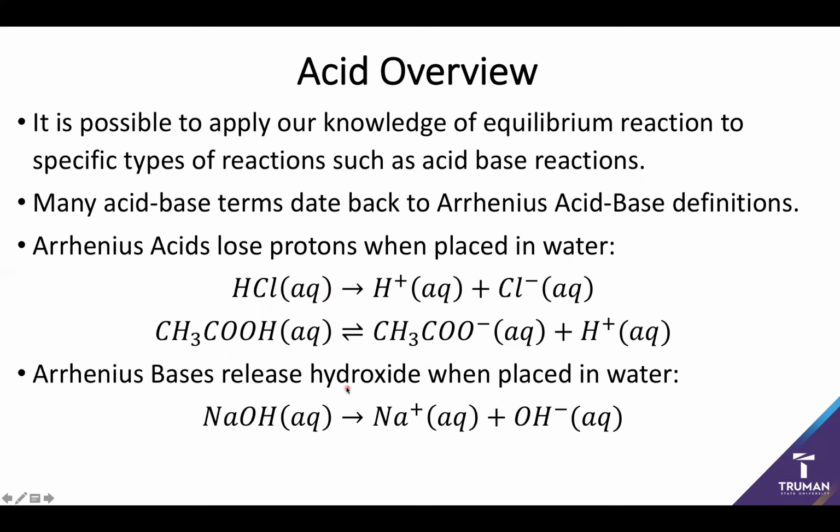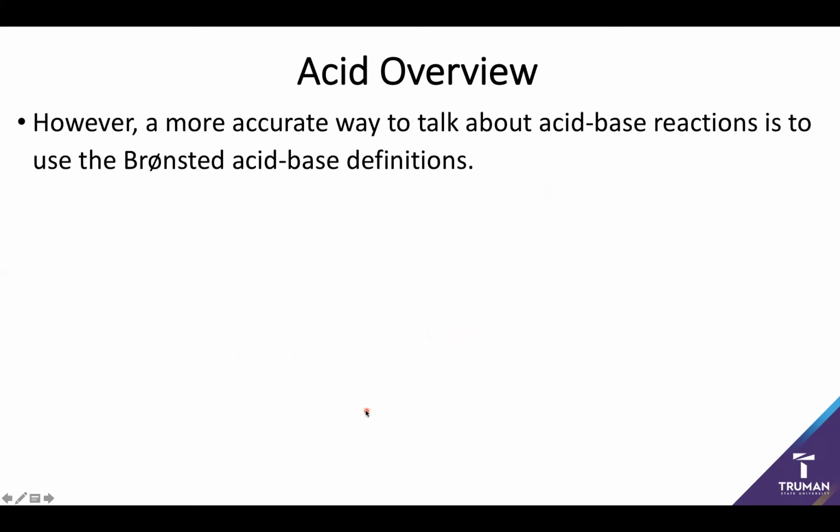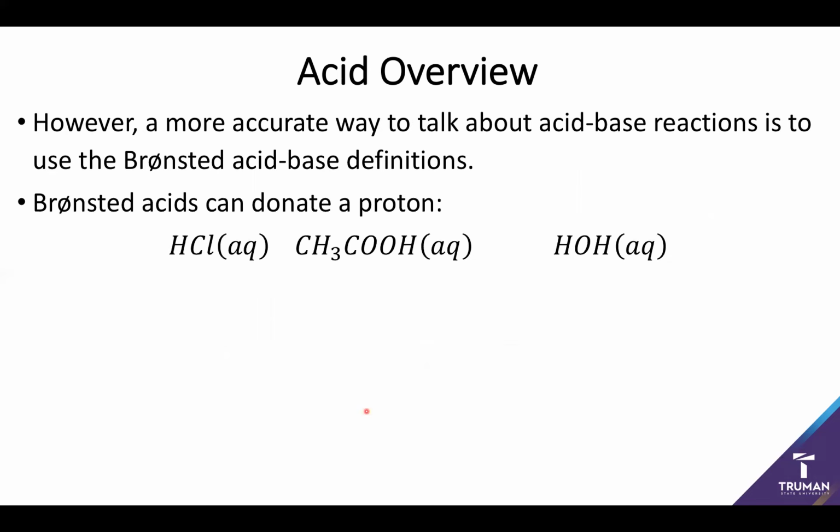In contrast, Arrhenius bases are said to release hydroxide. The Arrhenius acids isn't a bad place to start, but the Arrhenius bases leave a lot to be desired. So a more accurate way to talk about our acid-base reactions is instead to switch to the Bronsted definition. According to the Bronsted definition, an acid is going to be any species that can donate a proton. So this can be something like HCl, acetic acid, or even just good old water.